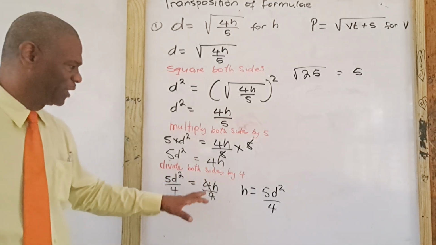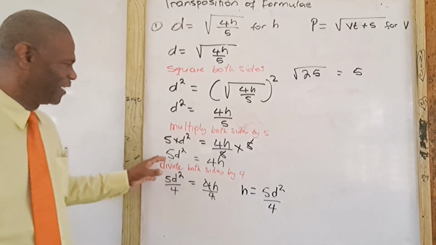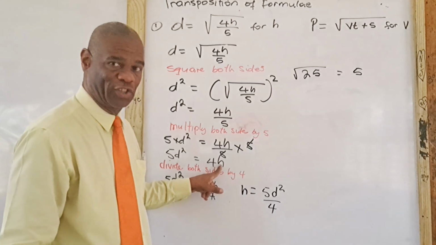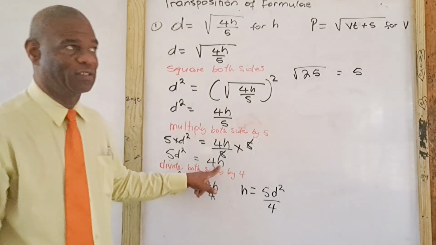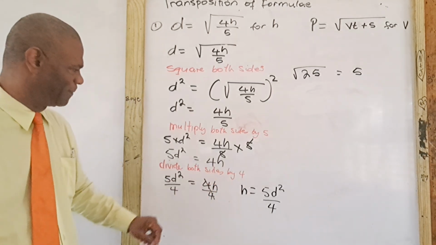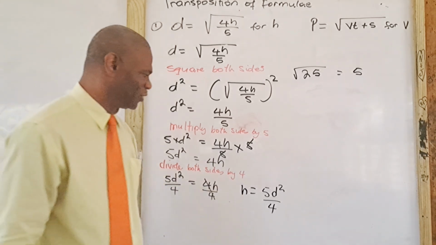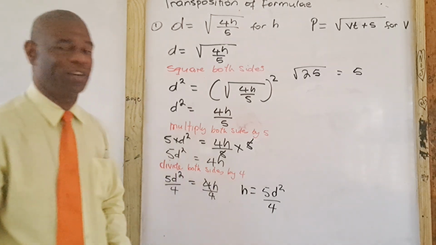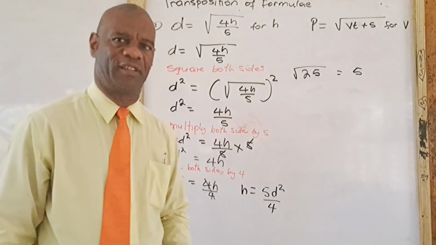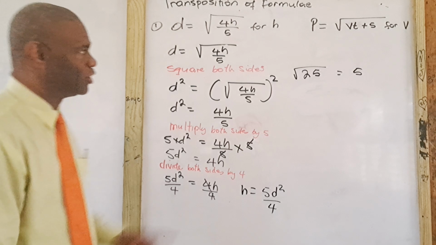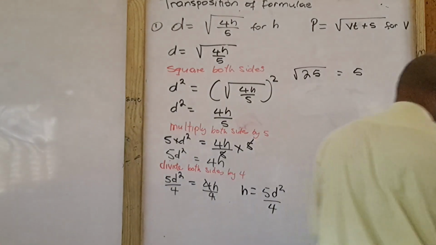To undo multiplication, we must divide. And so, because we want to make h the subject, we want to isolate it, to have it on this side by itself. So we divide both sides by 4, and there we have it. So h is equal to 5d squared divided by 4. Alright? Okay, now let's move to the next question.